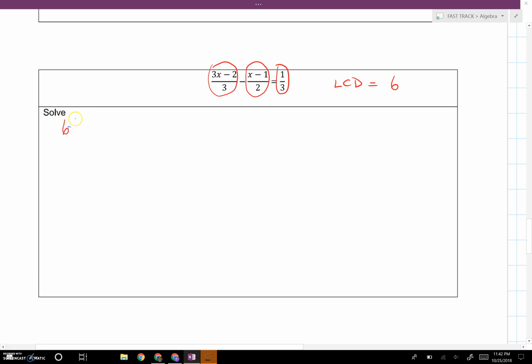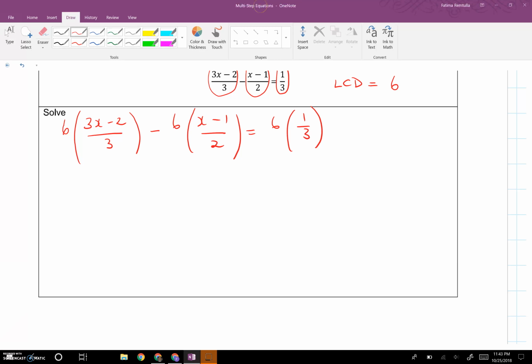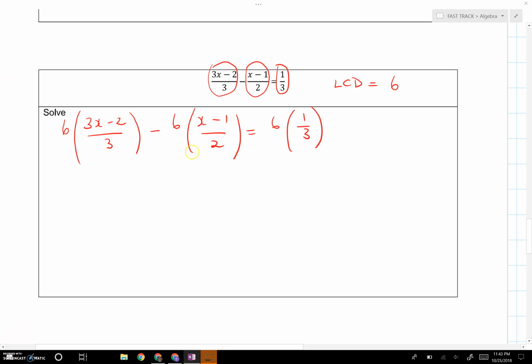So I'm going to say 6 times (3x minus 2) over 3 minus 6 times (x minus 1) over 2 is equal to 6 times 1 over 3. Okay, so when I do that, hopefully I notice I have the 6 multiplied by each fraction. Notice I put it in brackets, so it's very clear. Notice I wrote it out so that I wasn't smashing the numbers in somewhere. I think once you get a little bit of practice, then you can start to do that. But right now, I think it's a really good idea to write it out.